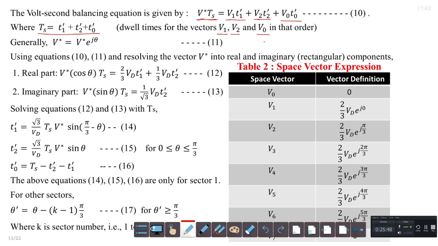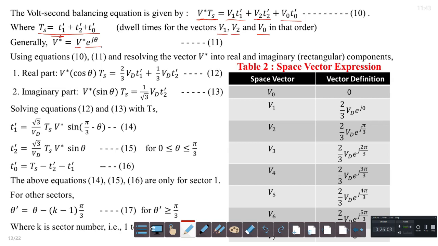In general, the voltage vector V star is represented as its magnitude at an angle theta, V star into e to the power j theta, as given in equation 11.